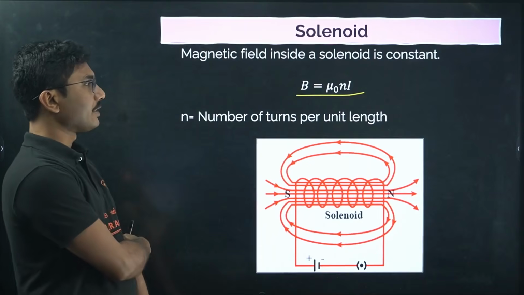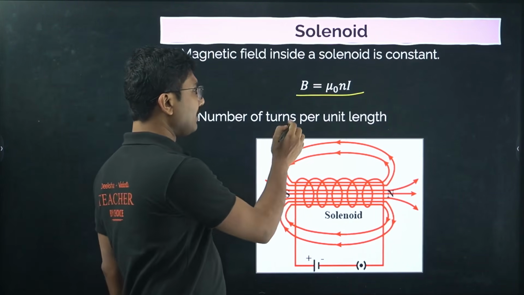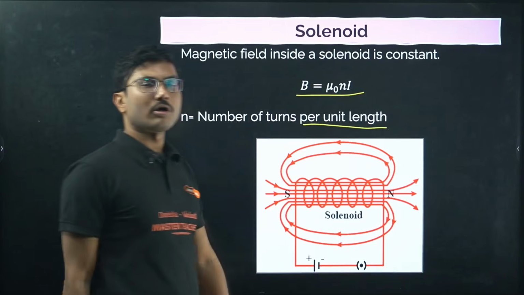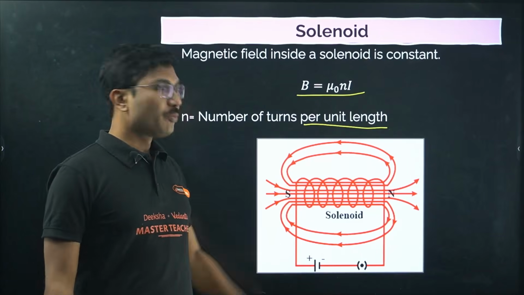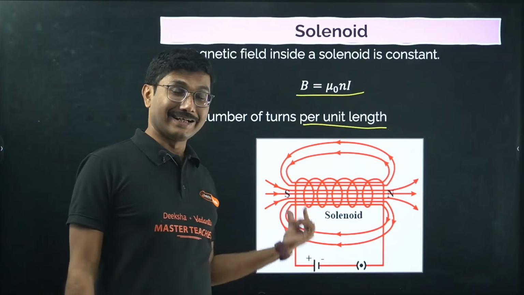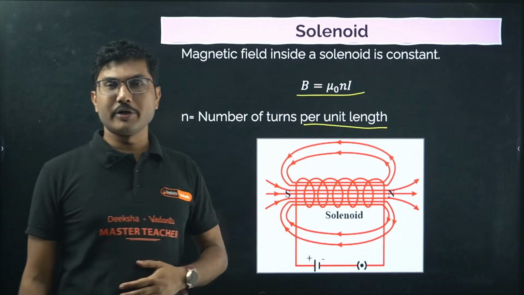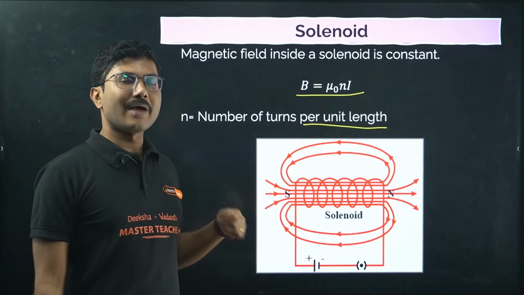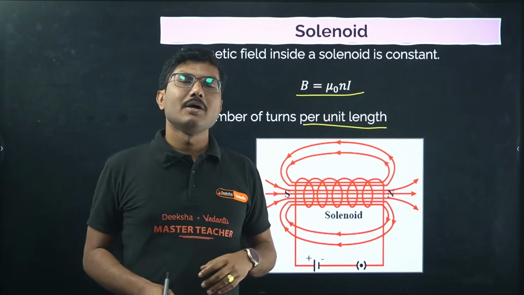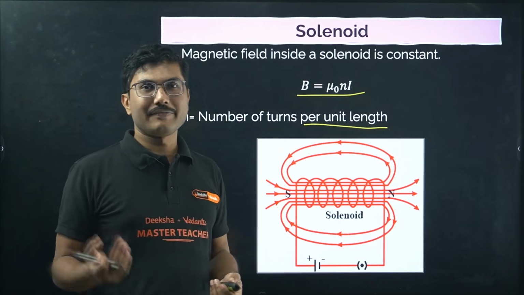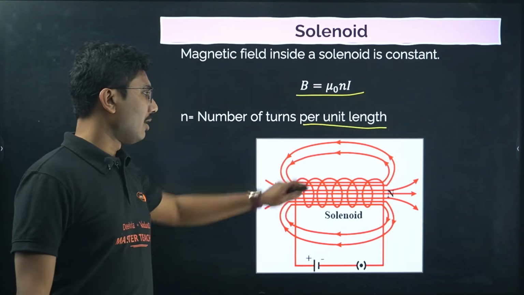N is the number of turns per unit length. Very important, it is the number of turns per unit length, not the total number of turns. So the magnetic field does not depend on how many turns there are, but on the density of the turns. A more closely wound solenoid will have a stronger magnetic field than one with the same number of turns spread throughout a length. So the magnetic field is basically dependent on how closely the wire is wound.